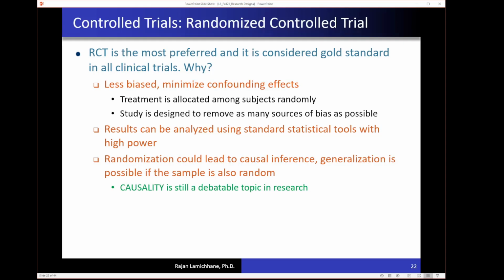Even though causality is still a debatable topic, well-designed research where the sample is very well and randomly selected could give you the causal inference and could generalize the result for the entire population.